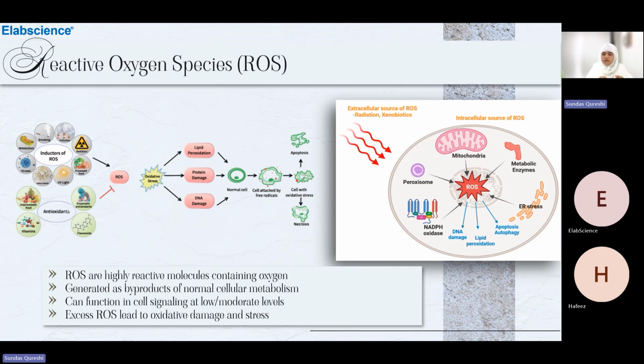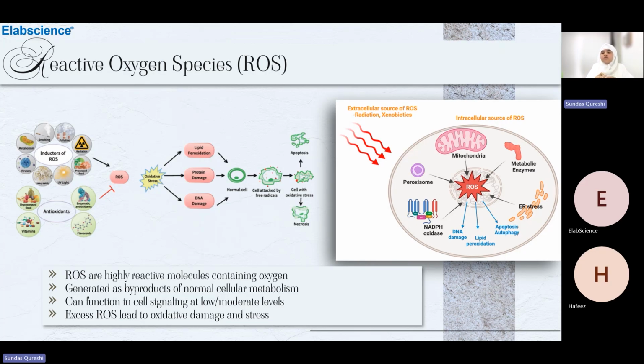Endogenous sources include the mitochondria and enzymes like NADPH oxidases, while the exogenous stressors include UV, radiation, environmental toxins, heavy metals, viruses, and even processed food. At moderate levels, ROS participate in normal cellular processes. When their production exceeds the cell's antioxidant defenses, ROS accumulation causes damage to lipids, proteins, and DNA, potentially triggering cell death pathways such as apoptosis or necrosis.